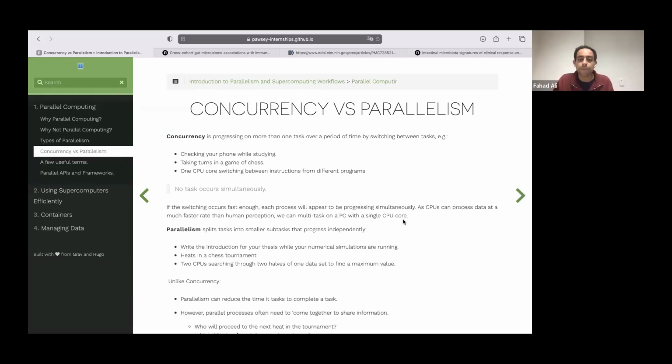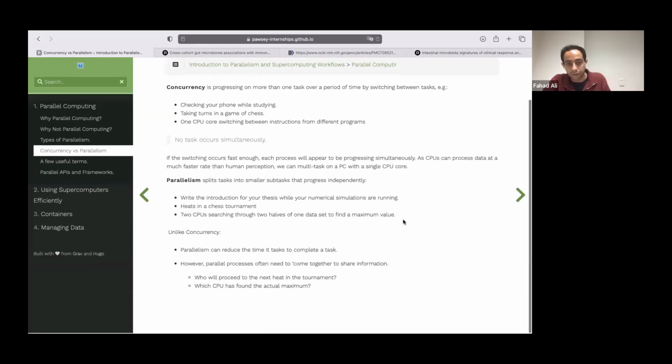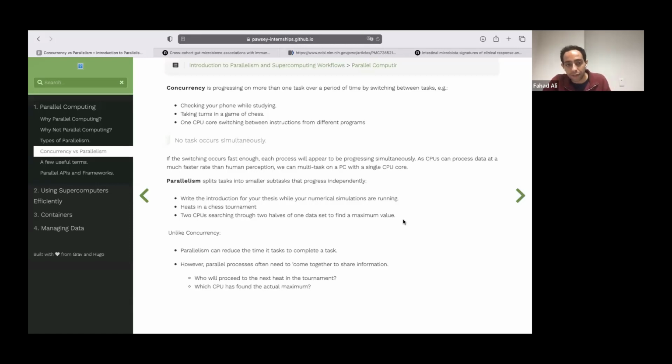Okay, so that's concurrency. Parallelism is different. Parallelism means that you have tasks that run together at the same time on separate cores. The examples given here are: you are writing the introduction for your thesis while your numerical simulations are running, so you're doing something while something else is happening. That's basically the concept. Or, if you have two CPUs searching through two halves of a single data set to find a maximum value.